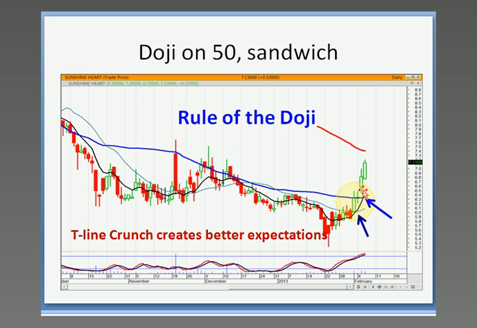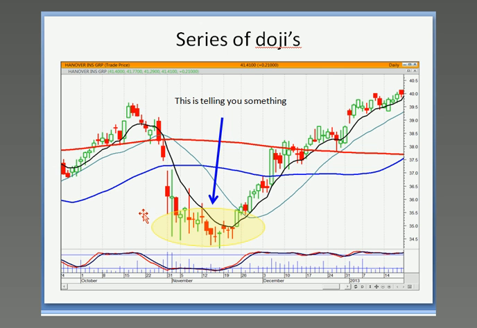A lot of people say, well, every time I get in, it goes the opposite direction. The probabilities with candlesticks is even if that happens, more than likely the chart pattern has already told you you're in an uptrend. You just happen to hit it at maybe not the correct time, but you're still going to be in an uptrend. If you see that series of dojis, it's telling you something. There's lots of indecision.